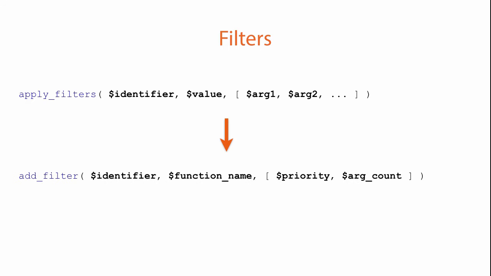Filters work by the plugin calling apply filters with a unique identifier and the default value or data the plugin wants to use. Optionally, extra information can be passed in to help us decide how to change the value, such as the post ID. In our code, we call add filter with the same unique identifier, the name of the function, and again optionally the priority relative to other people using this filter, and the argument count of extra information that apply filters is passing through.